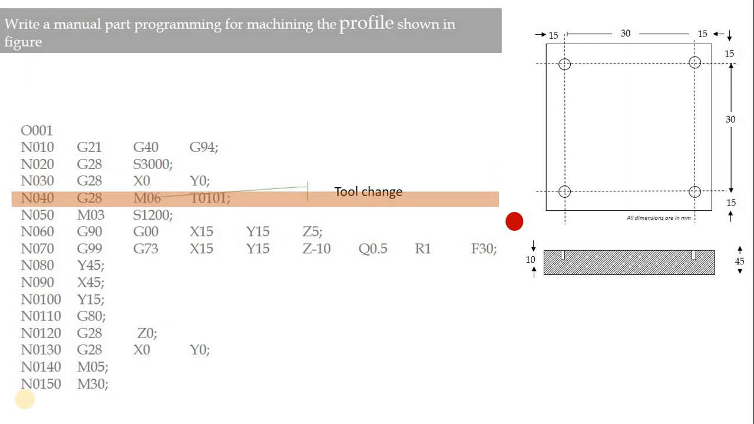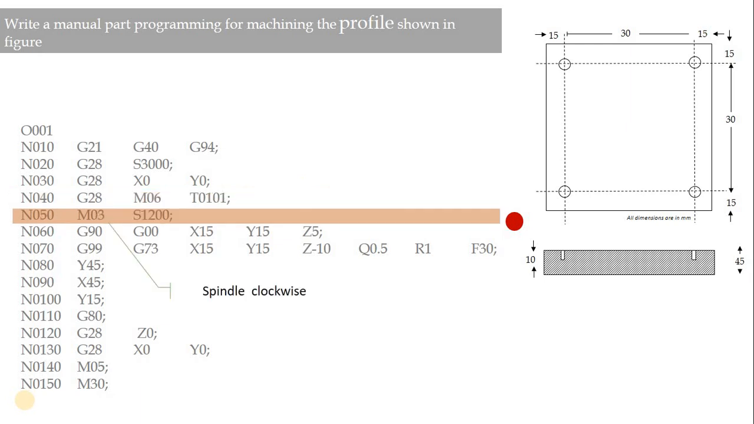Next is the M06 code I have used, which deals with the tool change, and I am using here tool number T0101, a drill bit for the drilling operation. The next line of the program talks about M03, which says that the spindle is rotating in clockwise direction with a speed of 1200 rpm.